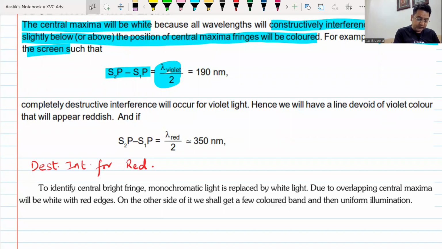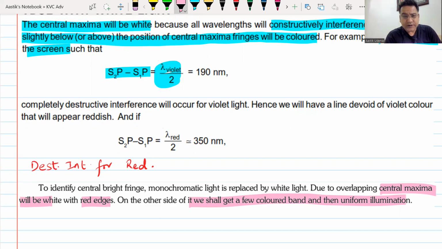So remember, in case of white light, the central maxima will be white. It might have red edges, and on the other side we will have different color bands, and again some may be interfering constructively, some may be interfering destructively. So you will have almost a uniform illumination, and as you said, you will not have any interference pattern as such. Do we understand this? Yes, sir. But the central white fringe will be very bright because all the waves will be interfering there constructively. Everyone understands this? Yes, sir.